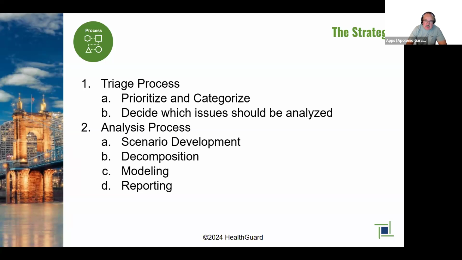Some issues need immediate action. Some issues may need analysis to determine exactly how big and bad they are. And some issues can be set aside, deferred, and addressed later when you have more resources or time. But ultimately, the triage process is about quickly prioritizing the type of issue it is, categorizing it into some bucket of the type and scope and scale, and then also deciding which ones we are going to analyze first, or at all.